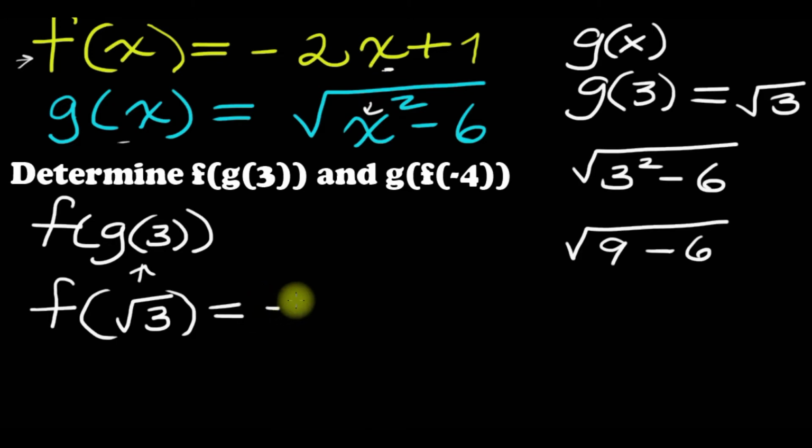So it looks like this: negative 2 times square root of 3, since that is x, and then plus 1. There's nothing else you can do to this. You cannot add these two numbers. You can evaluate it to get an approximation, but we're not going to do that. So that's how you do the first one.